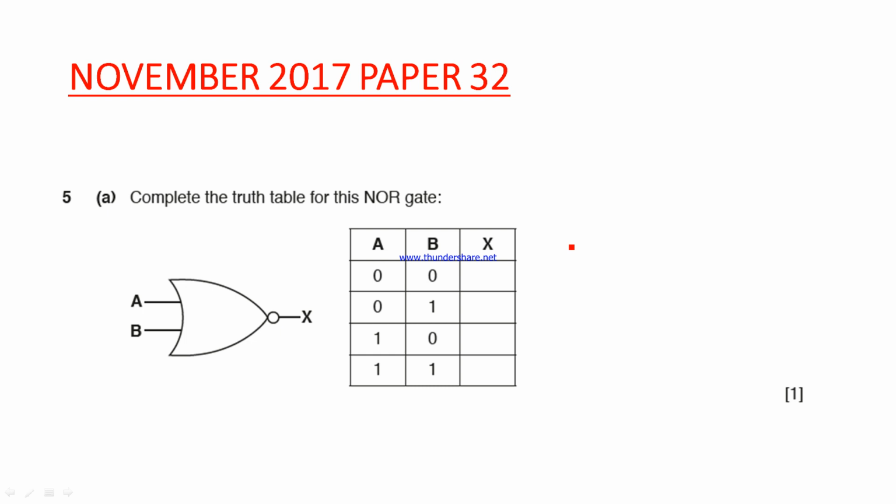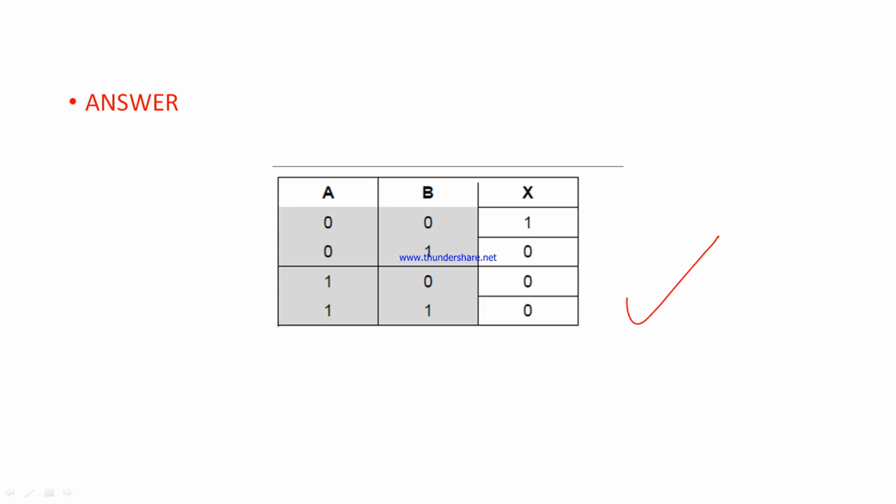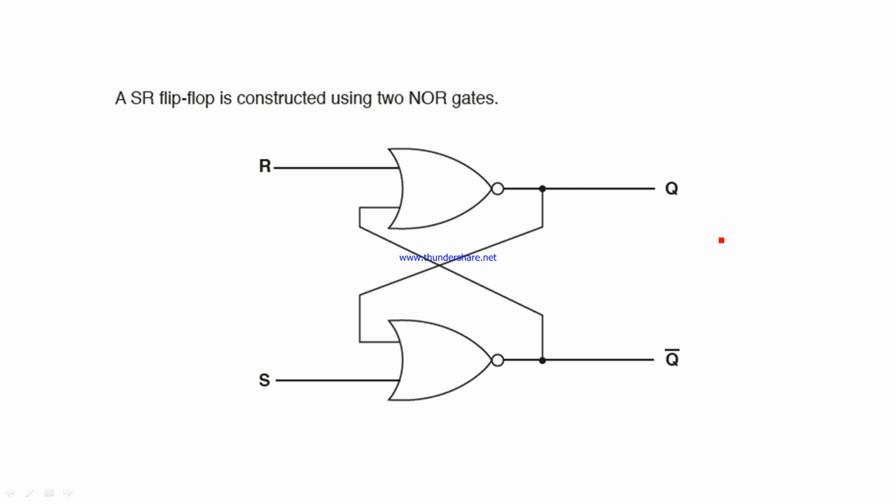So A B, this is a NOR gate. NOR gate means you add and then you invert. If you add 0 0, 0 plus 0 is 0, inverted it becomes 1. Add 0 1, it becomes 1, then the inverse will be 0. Add 1 0, it becomes 1, the inverse will be 0. Add 1 1, it is 1, the inverse will be 0. So we check the answer, it's correct. We go to our next slide now.